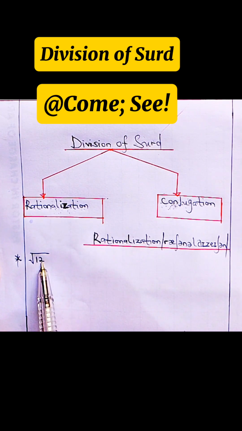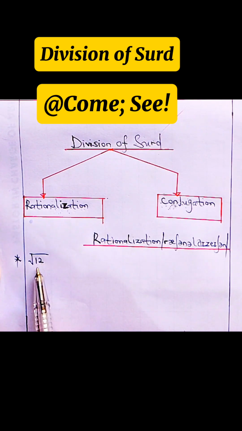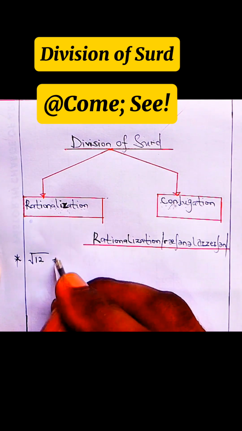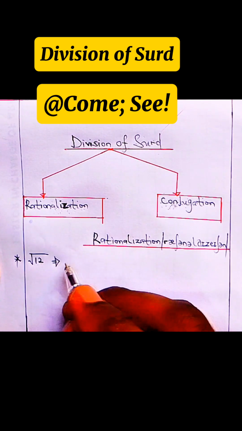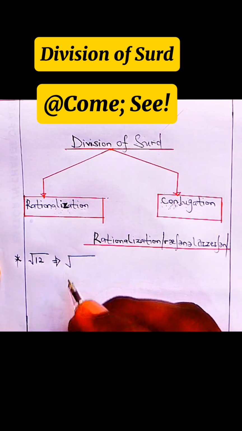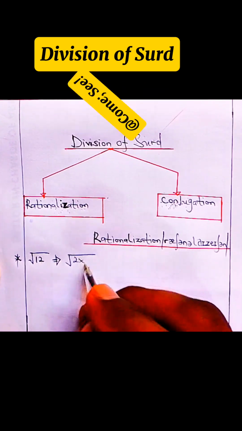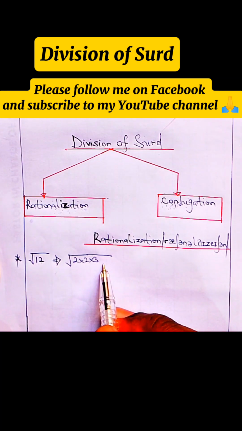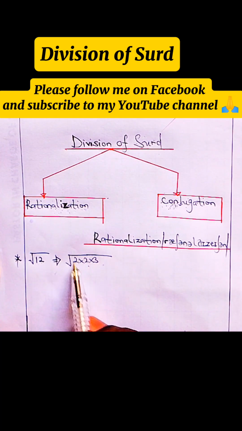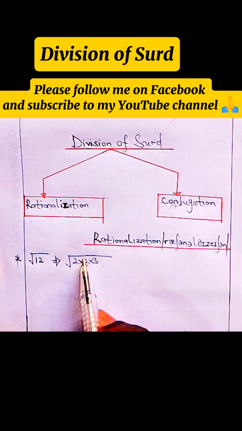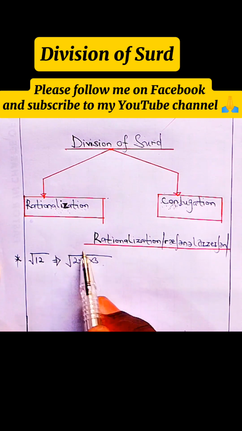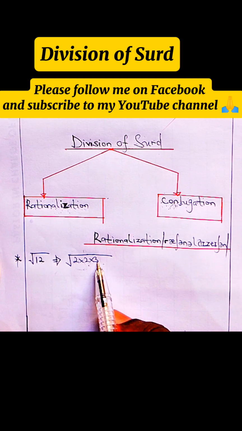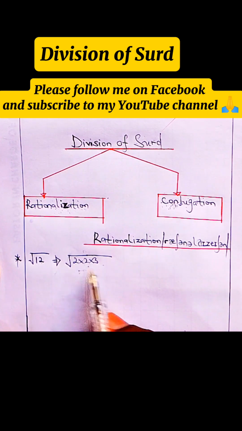So how do we rationalize root 12? First of all, we can solve it by converting this to a mixed surd. This root 12 is 2 times 2 times 3. We all know that this is root 12. So 2 and 2 here have a partner, they come in a pair, but 3 does not have a partner. So if you break this down, we end up having 2 root 3.